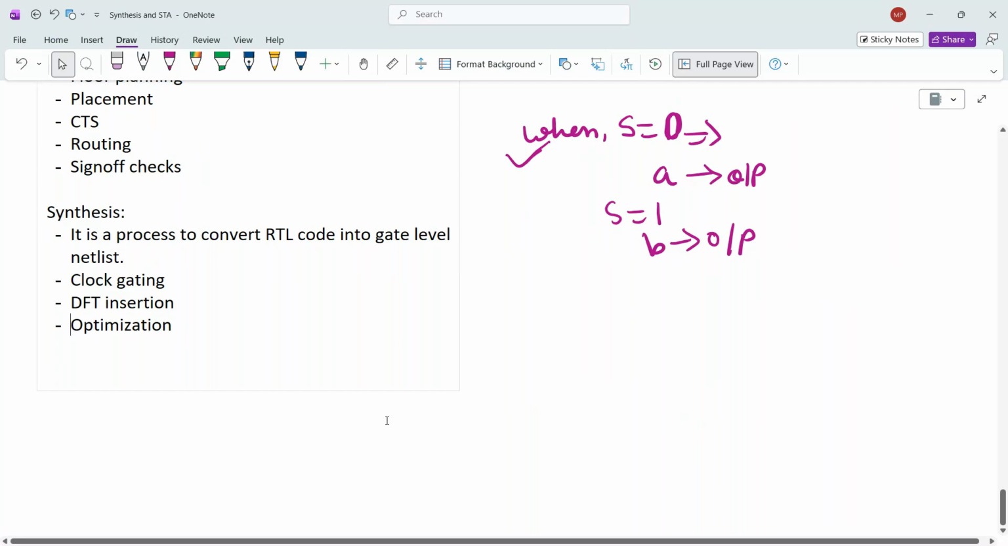So what is DFT insertion? DFT insertion is basically the DFT people will give us the scan chains. So scan chain will enable us to check the design even after fabrication. So that is what DFT insertion and optimization also happens during the synthesis. So the first point is the main aim of synthesis, and it also does some other things also.